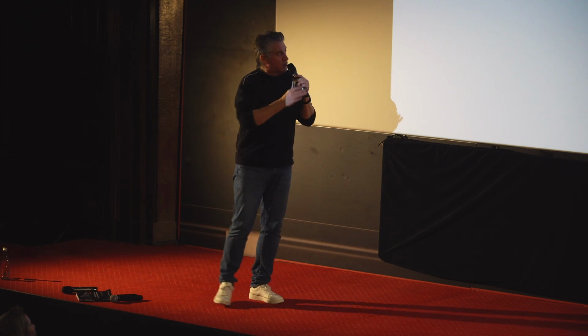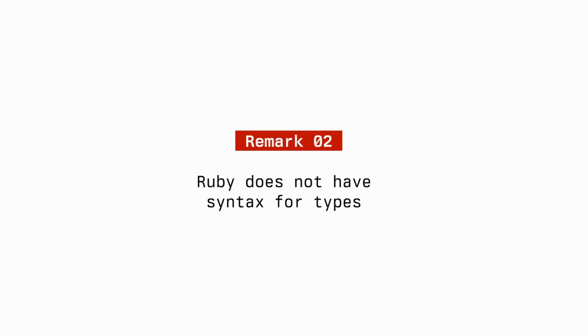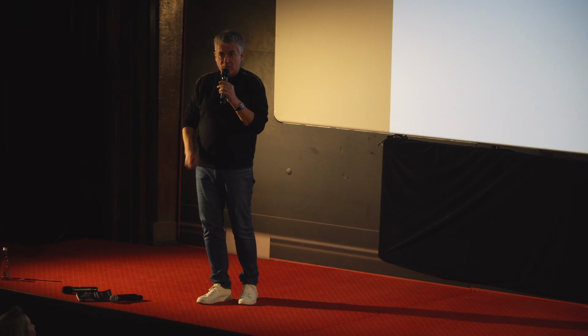The next one is that Ruby does not have syntax for types. And this is very important because it's not that intuitive, especially if you come from other programming languages. Ruby does not have syntax for types. Let's understand what this is.